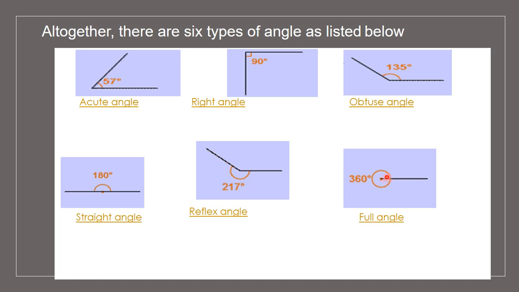And when we complete one rotation, or when we complete a circle, that is known as a full angle or complete angle, and the measurement of the complete angle is 360 degrees. So we have 6 types of angles: acute angle, right angle, obtuse angle, straight angle, reflex angle and complete angle.